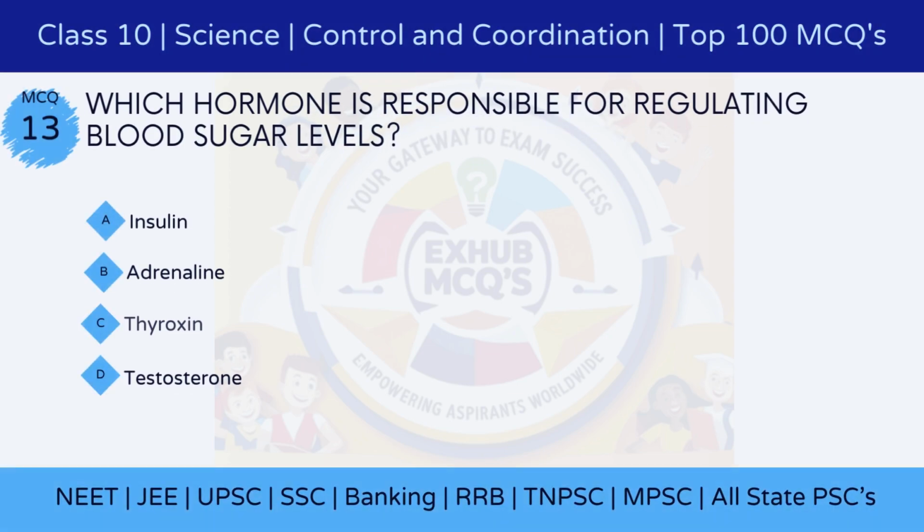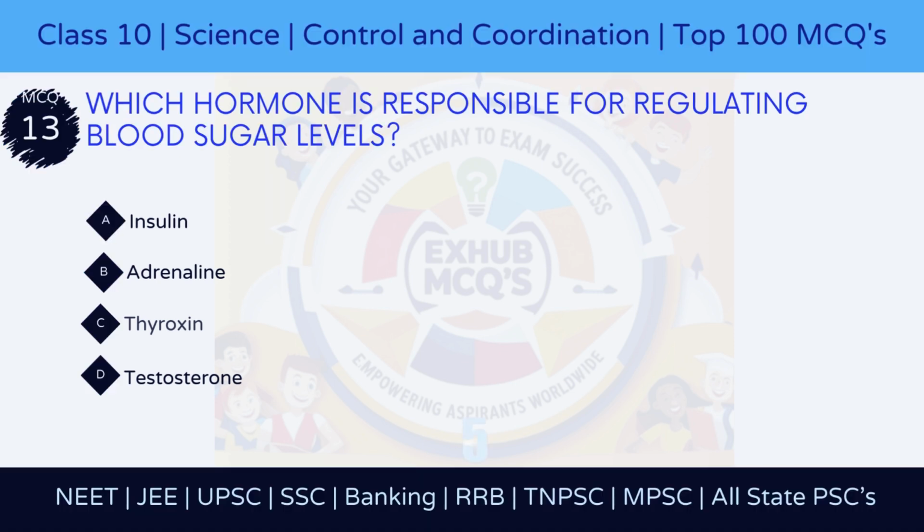Option A, insulin. Option B, adrenaline. Option C, thyroxine. Option D, testosterone.